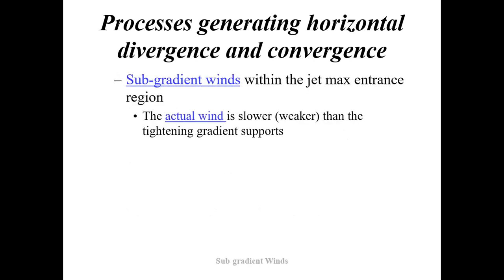So when we talk about jet maxes within the jet stream, I want you to think about the gradient winds. Sub again meaning lower or slower winds within the jet max entrance region. And I'll show you what this looks like here in a minute on a graph. When you first enter the jet max entrance region, your height contours are getting closer together, your lines of equal height, but the wind has not yet responded. So the actual wind is slower, or subgradient, weaker than the tightening contour gradient supports when you're entering the jet max entrance region. It's called subgradient wind.